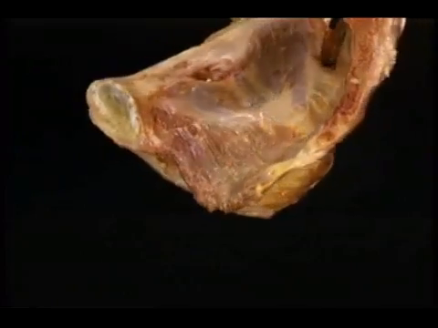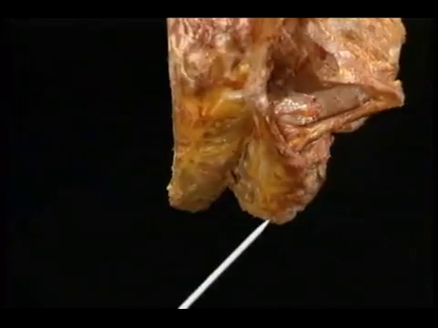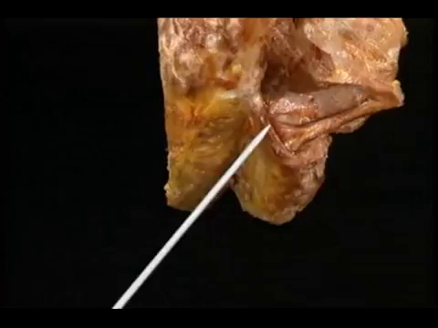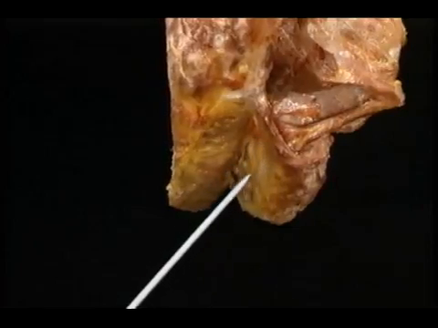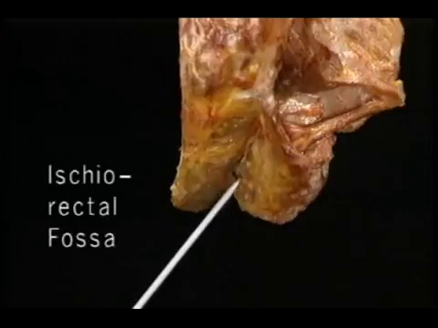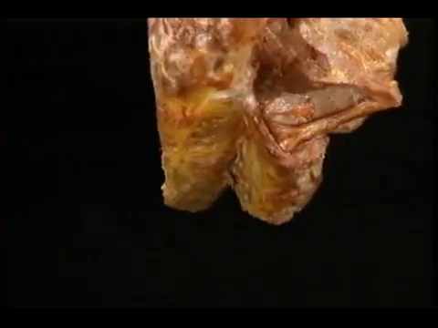Let's go round to the back to see the underside of levator ani. Here's the ischial tuberosity. Here's the sacrotuberous ligament. The space between these structures and the underside of the levator ani is called the ischiorectal fossa. In the living body, it's filled with fat.